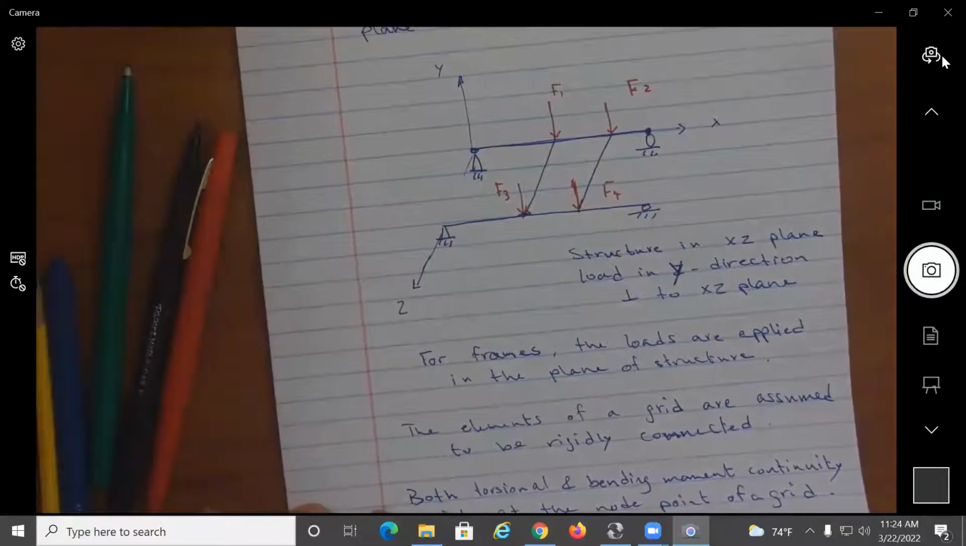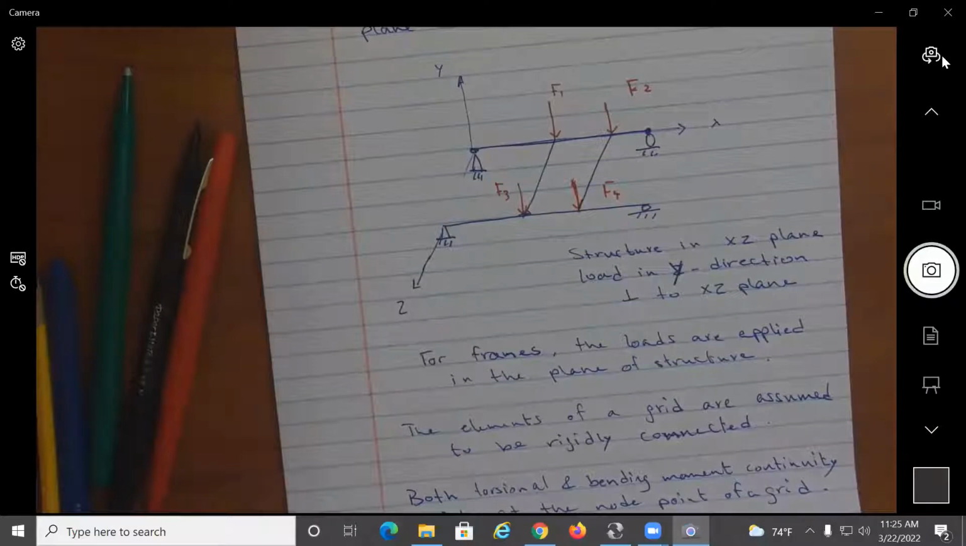Okay. So since we have some application in mind, we would like to develop the equations for a grid element. Develop equations for grid elements.